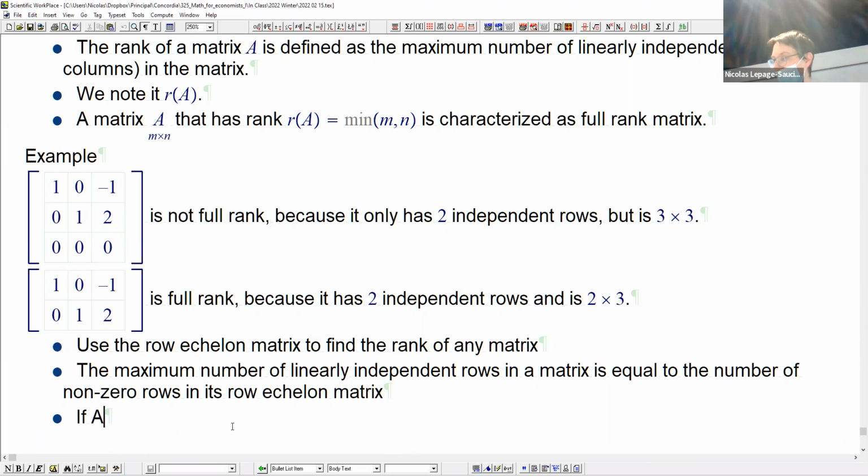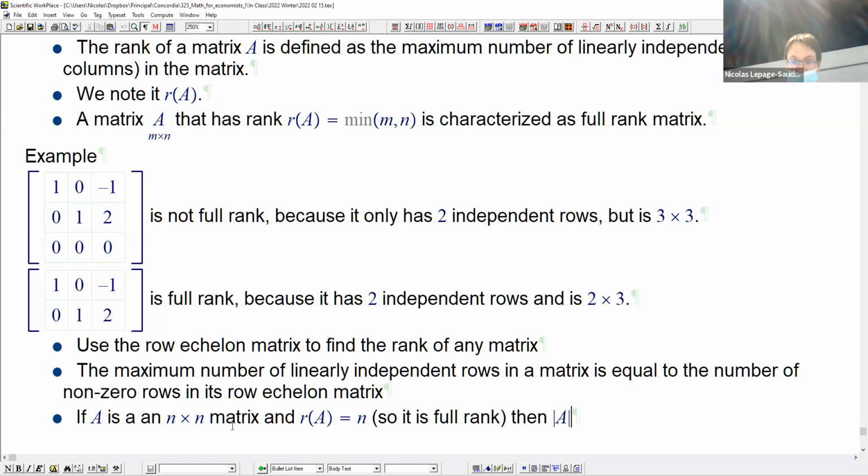If A is an n by n matrix, and the rank of A is n, then, by the way, it's full rank, the determinant of A is non-zero, and the inverse exists. So the matrix is non-singular.